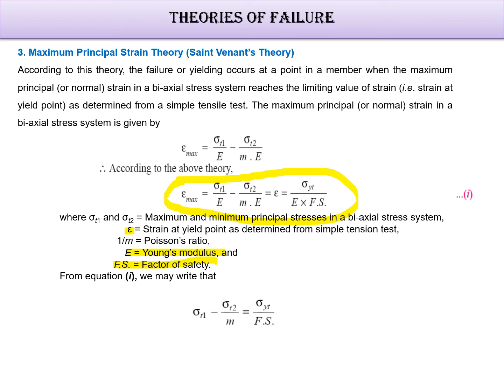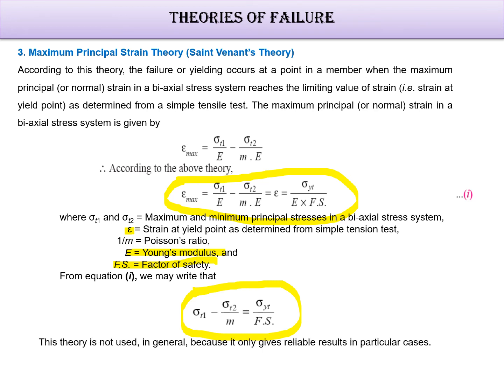So the final equation which we get here is this. Here E will get cancelled. That's why it is given as sigma 1 minus sigma 2 by m, where 1 upon m is the Poisson's ratio, equals sigma yt upon factor of safety. So this is how you can design a component with the help of this theory.